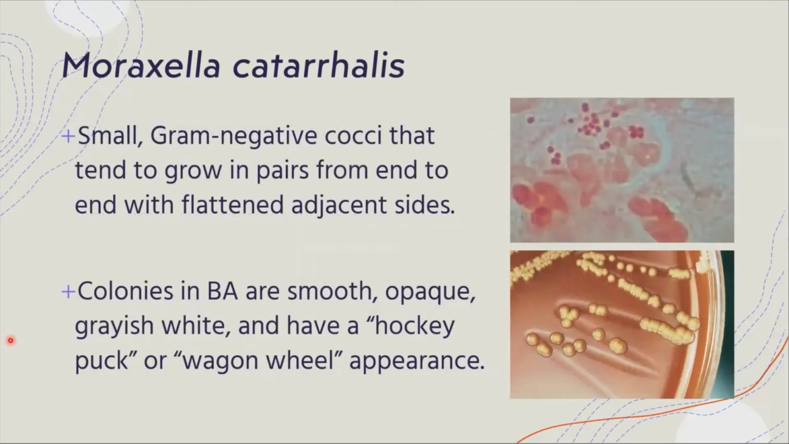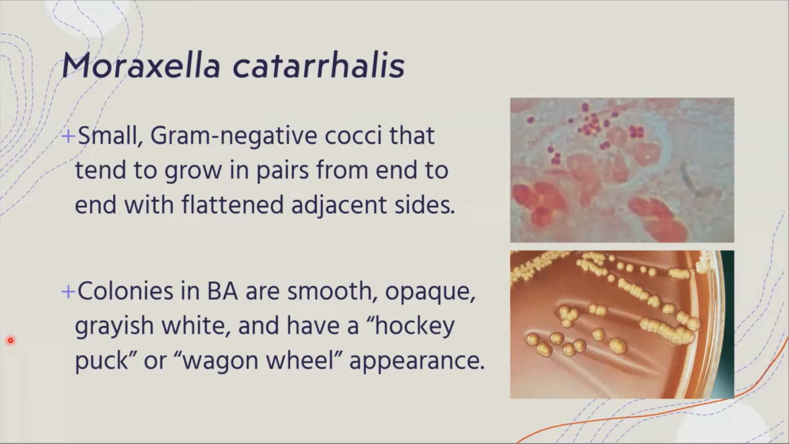So Moraxella catarrhalis are small, gram-negative cocci that tend to grow in pairs from end to end with the flattened adjacent sides. Okay? Although in most cases, kapag sa microscopy naman, hindi mo siya basta-basta makikita, no? Kasi it really resembles yung Neisseria bacterial cells. Their colonies on BA are smooth, opaque, grayish-white, and have a hockey puck or wagon wheel appearance. So isa sa mga difference no of Moraxella catarrhalis and your pathogenic Neisseria is that it is capable of growing in your blood agar.